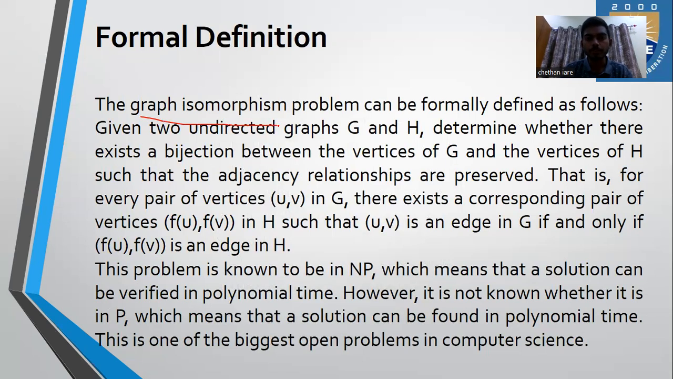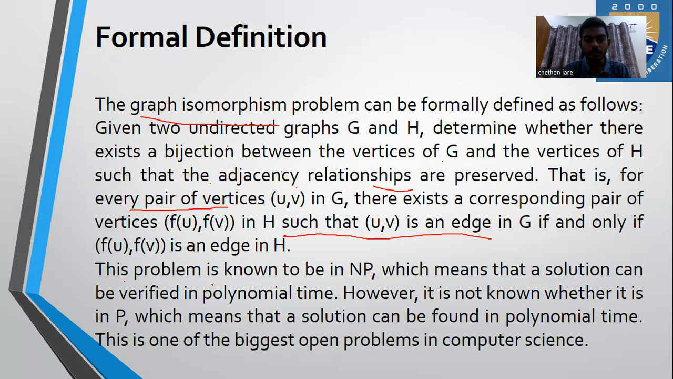The graph isomorphism problem can be formally defined as follows. Given two undirected graphs G and H, determine whether there exists a bijection between the vertices of G and the vertices of H such that the adjacency relationships are preserved. That is, for every pair of vertices u, v in G, there exists a corresponding pair of vertices f(u) and f(v) in H such that uv is an edge in G if and only if f(u) and f(v) is an edge in H.